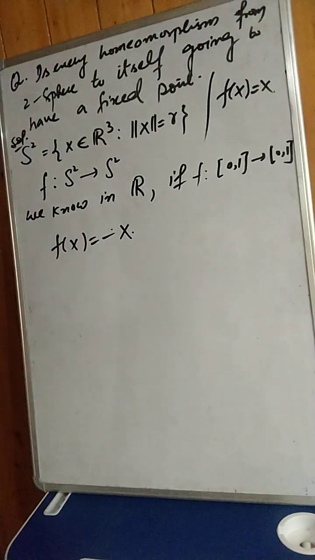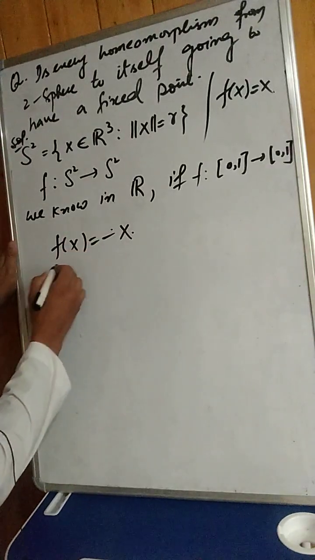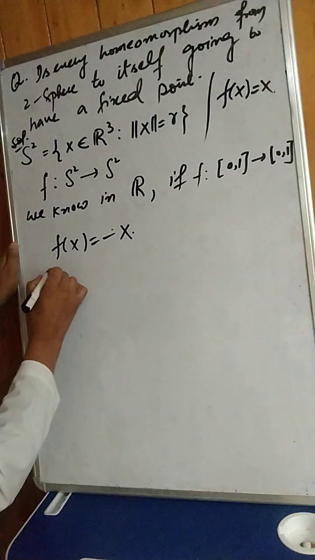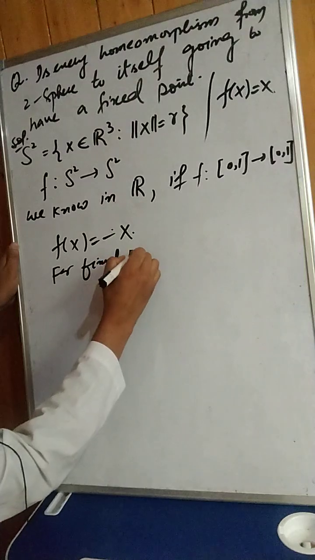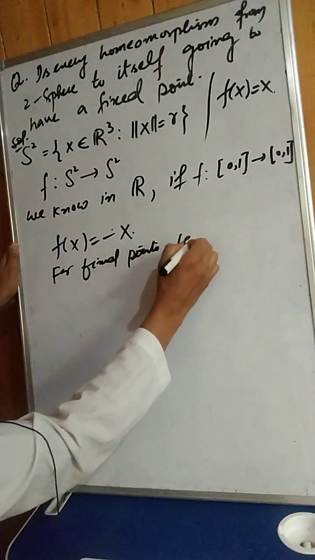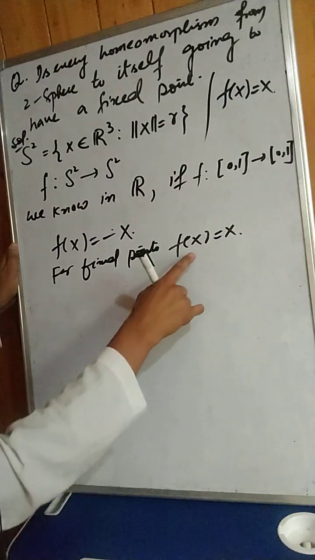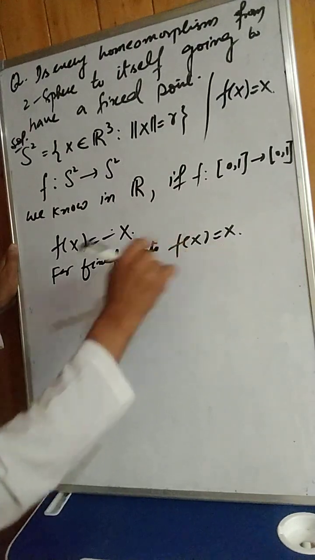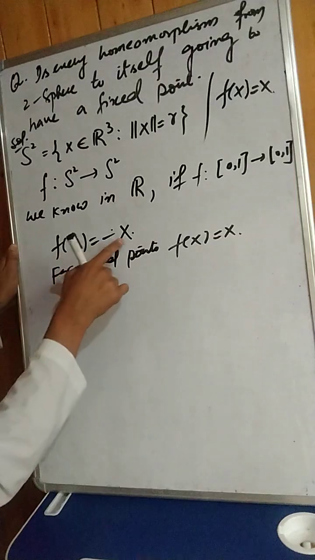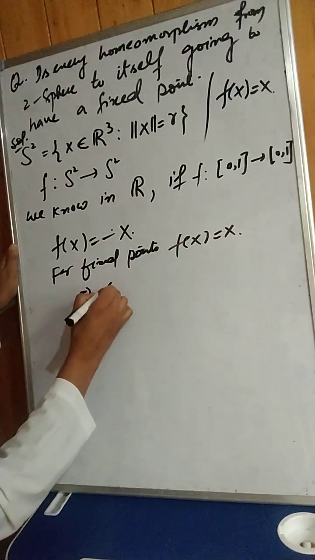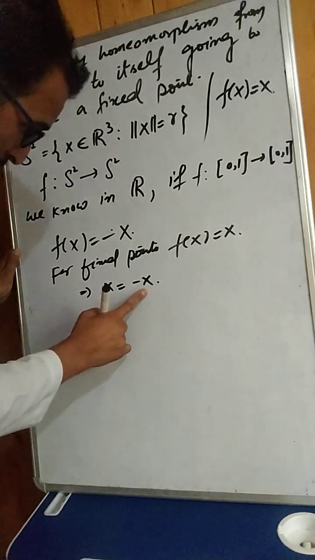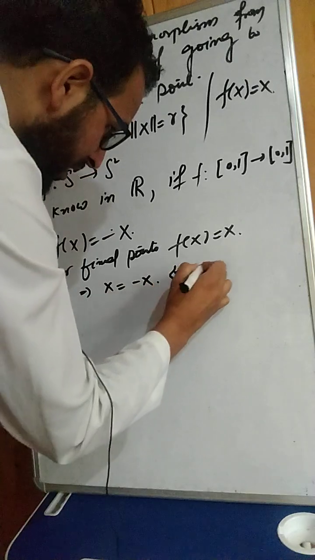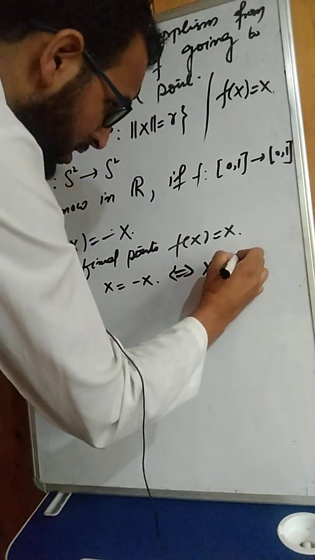So is this function going to have a fixed point? Let's assume that it has a fixed point. Fixed point means f of x equal to x. For fixed points, f of x must be x. That means f of any vector must be the same vector. But f of x equals minus x, which implies x is equal to minus x. In R3, this is possible if and only if x is the zero vector.